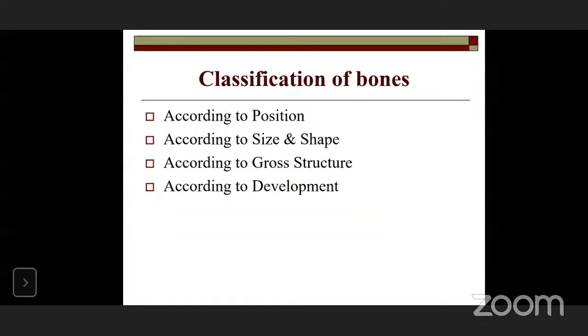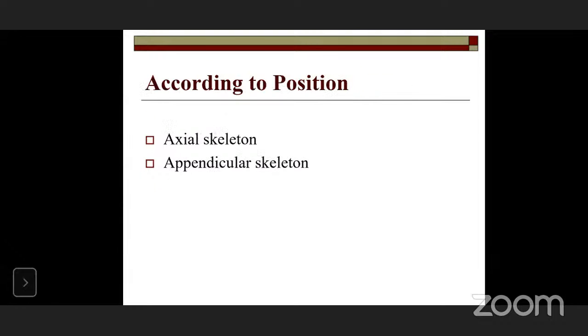Next we will come to the classification of the bones. Many people, when they write the classification, directly start from long bone, short bone, and so on. But there are 4 headings you have to write for the classification of bones: the first is according to the position, the second according to size and shape, the third according to gross structure, and the fourth according to development. These are the 4 categories you have to explain.